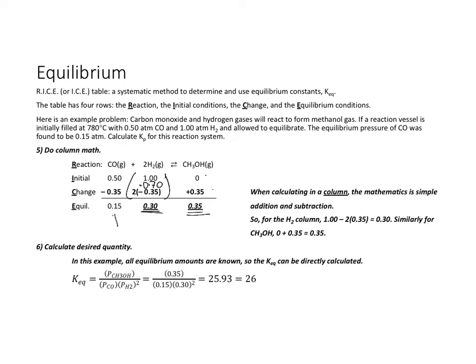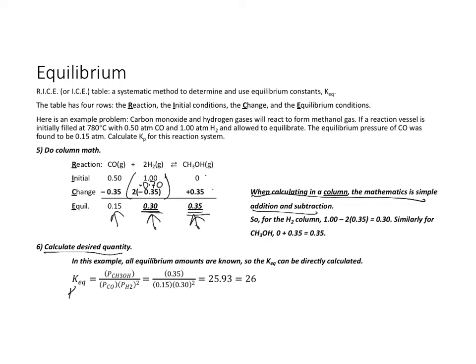So now we have all 3 equilibrium pressures. Again, when we're calculating in a column, we're just doing addition and subtraction. And I've shown it there, and we've got it here in the text as well. Then finally, we use those equilibrium values to calculate our desired quantity. In this case, we want to calculate Kp.